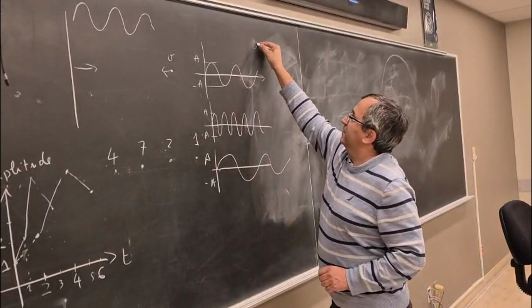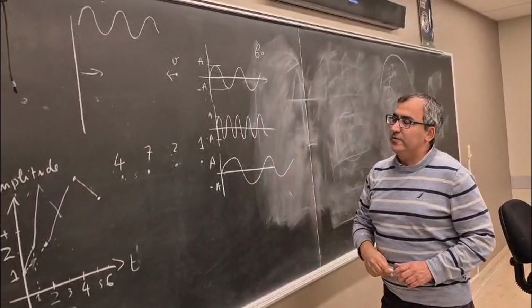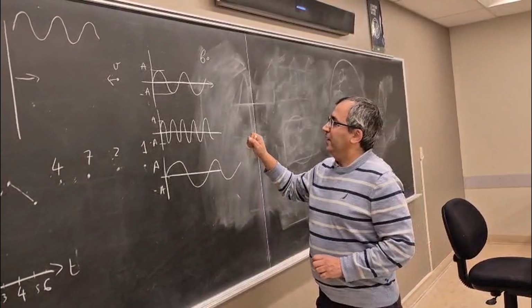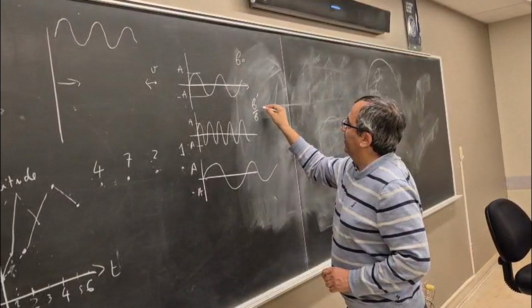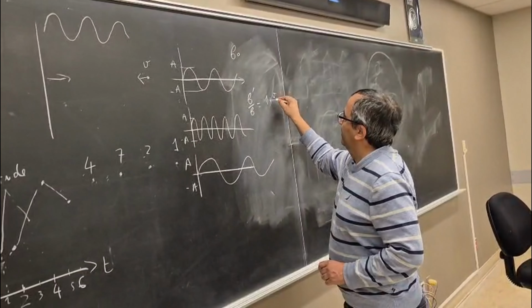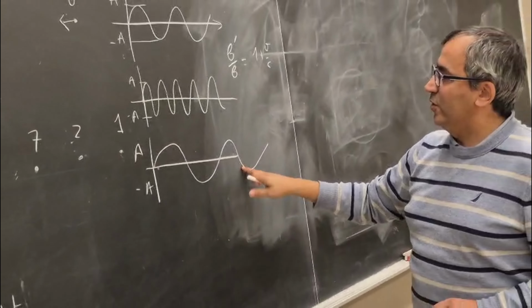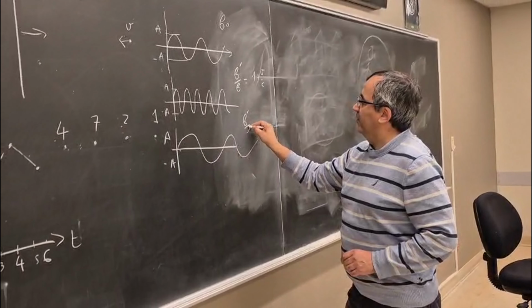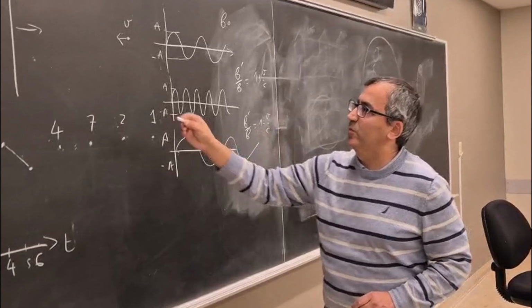If this one is frequency F0, what will be the frequency we observe here? This is a moving observer, and you have the Doppler effect. So the frequency is F prime over F equal 1 plus V over C. And for the observer moving in the other direction, it will be simply F prime over F equal 1 minus V over C. C is the speed of propagation of the wave.